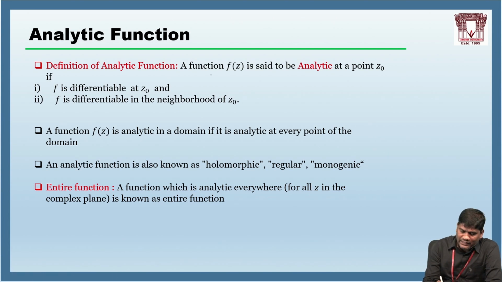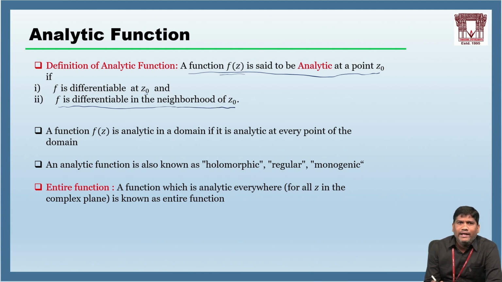A function f of z is said to be analytic at a point z0 if it satisfies two conditions. First, the function f is differentiable at the point z0, and f is differentiable in the neighborhood of the point z0. If you want to say a function is analytic, first we have to check the conditions. The function must be differentiable at the particular point and differentiable in the neighborhood of that point, then we can say the function is analytic.